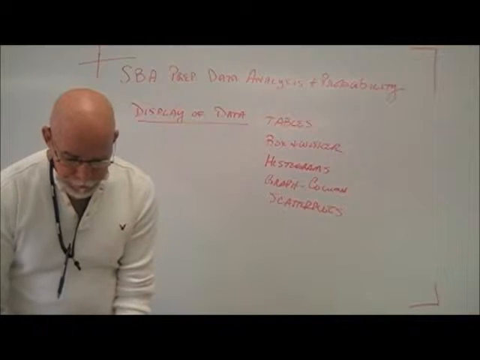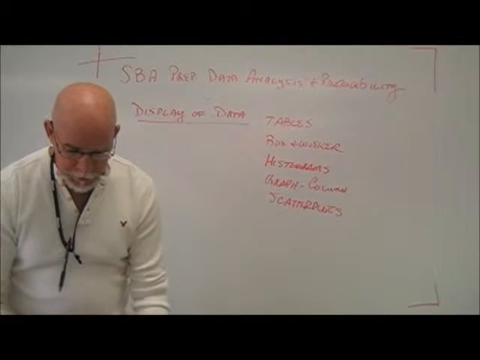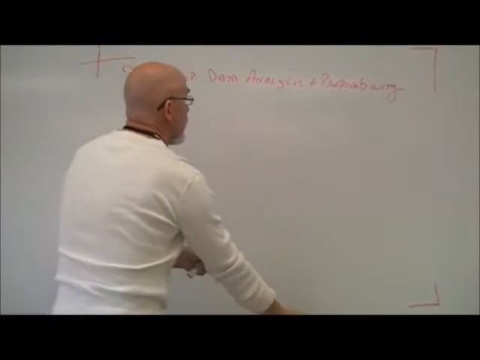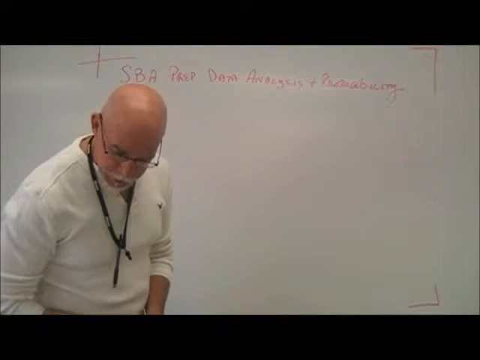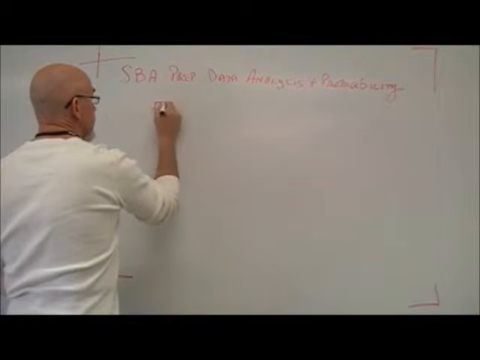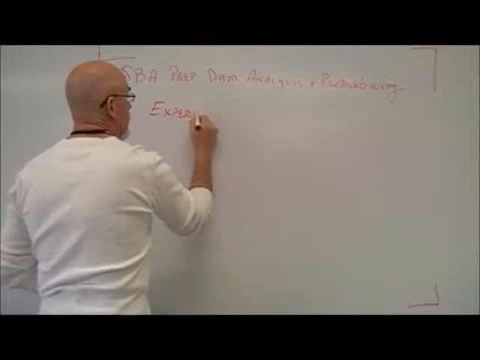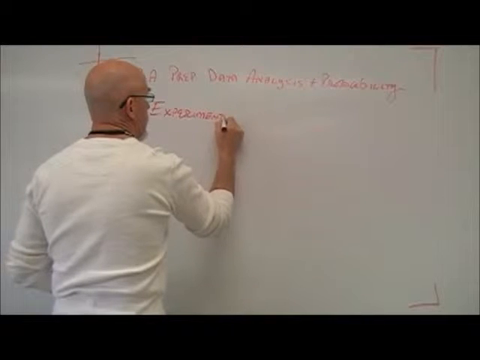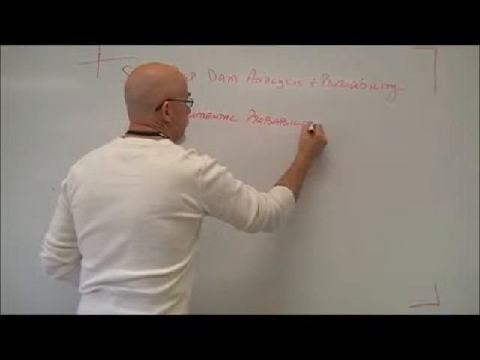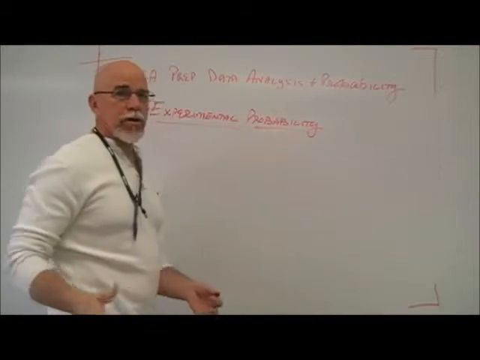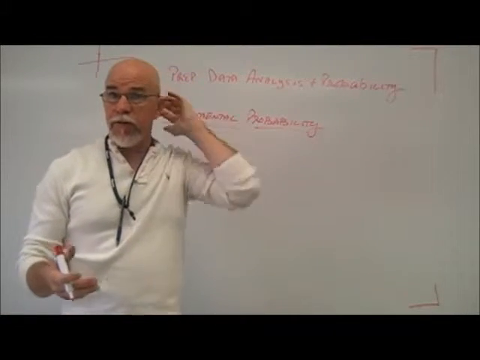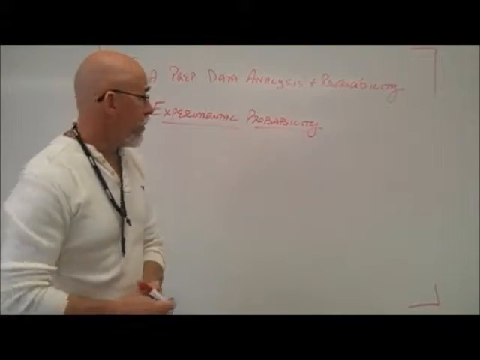Okay, so the next concept that they have as a topic of consideration for the data analysis and probability standards that would be on the standards-based assessment would be experimental probability. As we go through experiments and start gathering data, we want to be able to determine probability of things in an experimental kind of way.